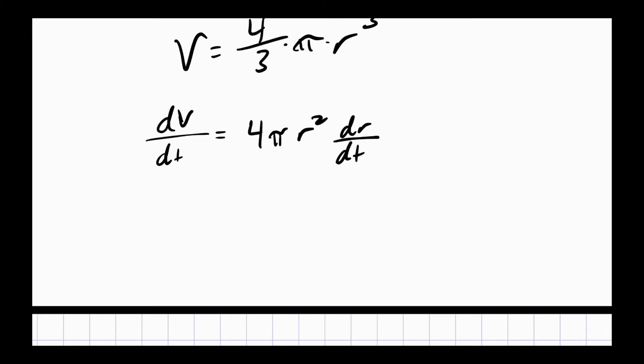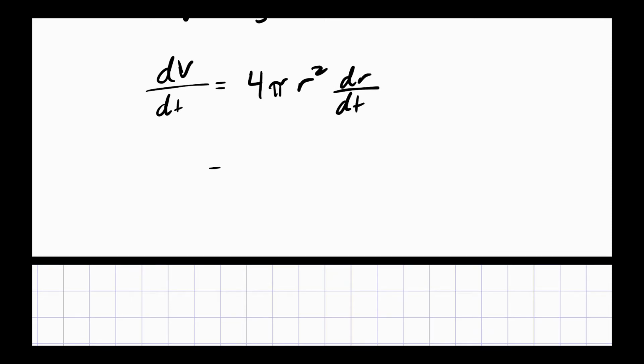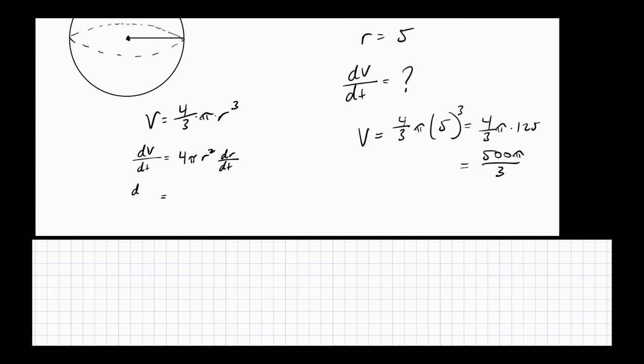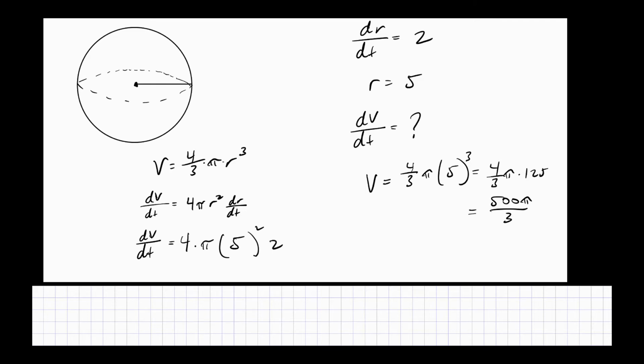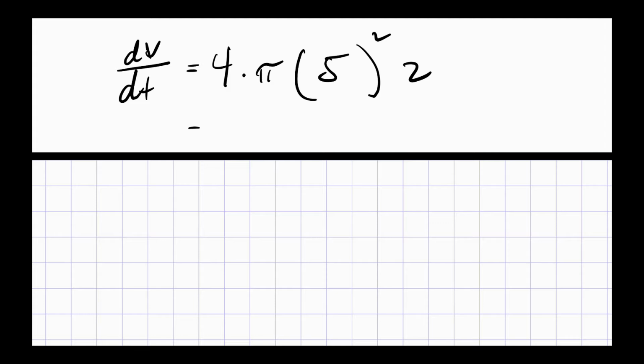Last step, plug in. So do that right now. Plug it in, get your answer. 4 pi... Okay, so square it, multiply it times 2, multiply it times 4, you get 200 pi. If they want you to put the answer as a decimal, then in your calculator you get 200 times pi, and you can get that number. But that's a reasonable answer as well.